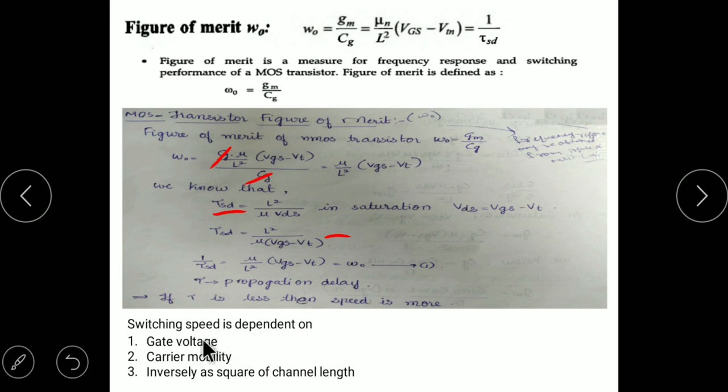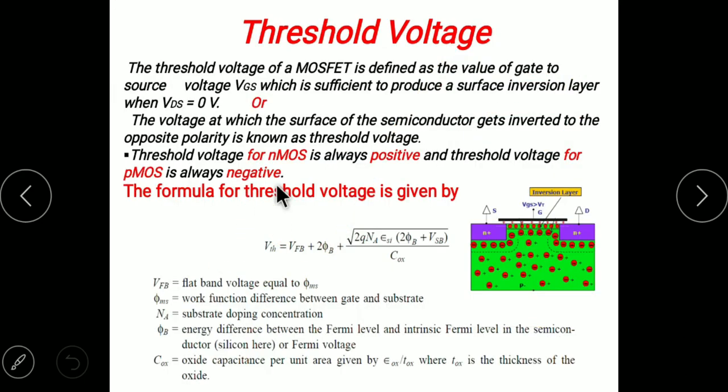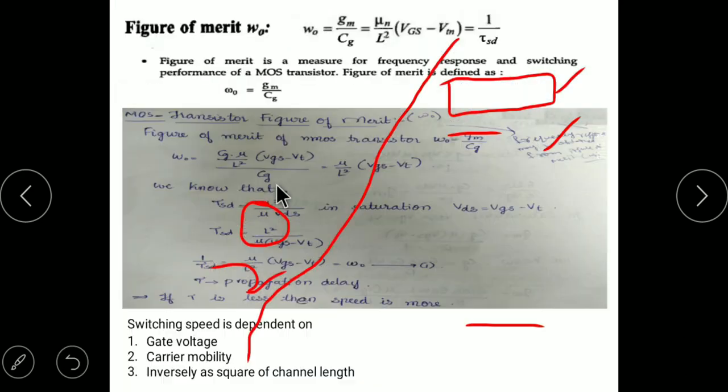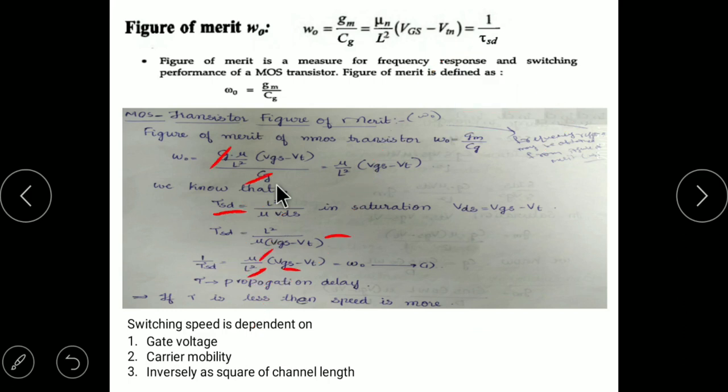And the switching speed depends on gate voltage, and carrier mobility, where mu is the carrier mobility, and it is inversely proportional to the square of the channel length, L squared. The switching speed depends on these variables: threshold voltage, transconductance, output conductance, and figure of merit. These are different parameters of the MOSFET transistor.